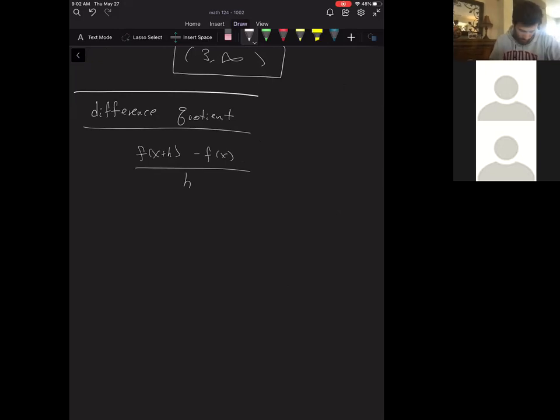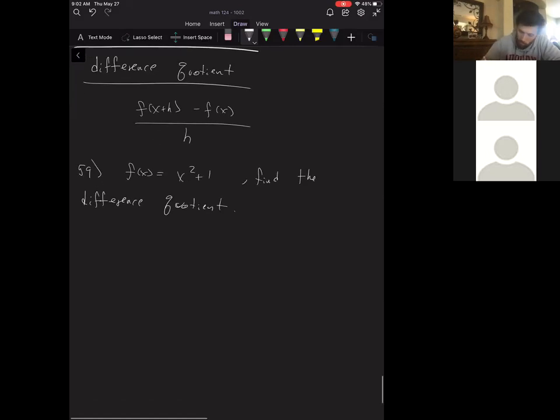How about we got something like, there's 59. F of x is equal to x squared plus 1. Find the difference quotient. Okay, so what does this mean? Well, we need to find three things. We need to find f of x plus h, we need to find f of x, and then just put an h on the bottom. So really the only thing we need to find is f of x plus h.